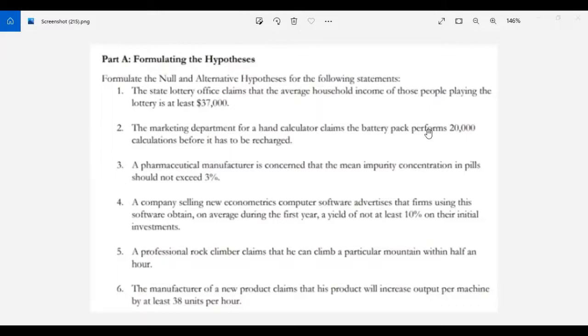So here they are saying performs 20,000 calculations before it has to be recharged. So the performance is talking about the null hypothesis. H0 is such that mu is equal to 20,000, and HA is such that mu is not equal to 20,000. So with this one, we have equal to. So are we talking about a one-tail test or a two-tail test?